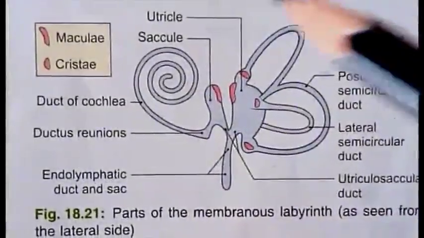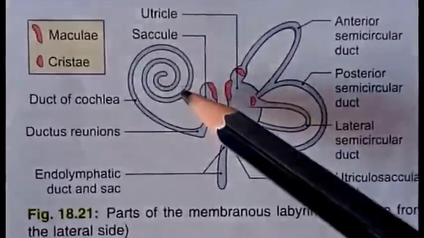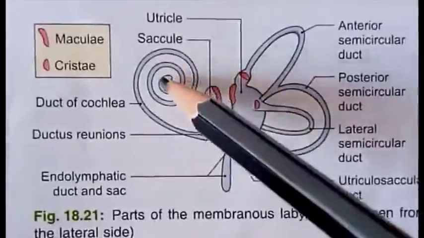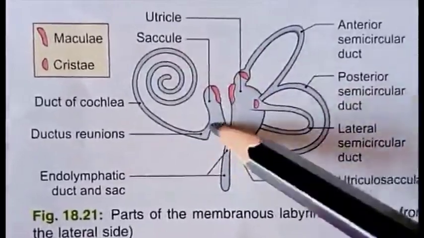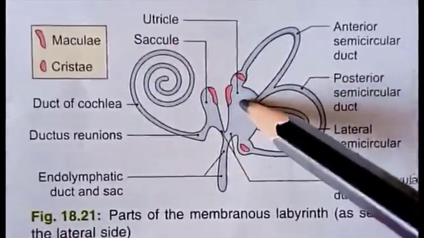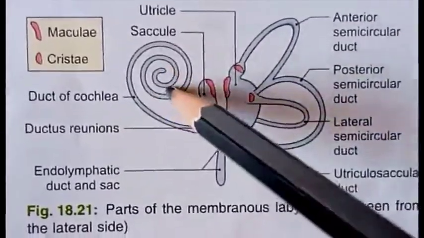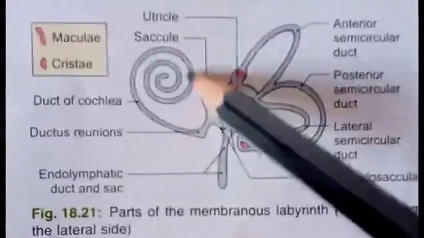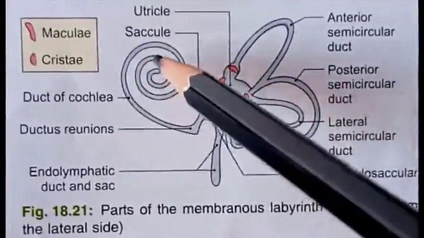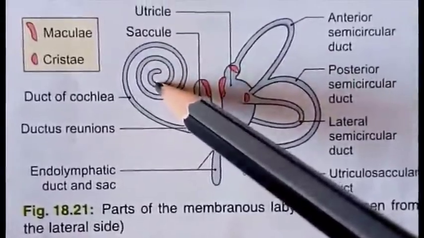Like bony labyrinth, membranous labyrinth also has 3 parts. One is spiral duct of cochlea, or simply duct of cochlea. Second is utricle and saccule. Third is semicircular ducts. So first part is duct of cochlea present within bony cochlea, and it has organ of Corti, that is specialized organ for sense of hearing.